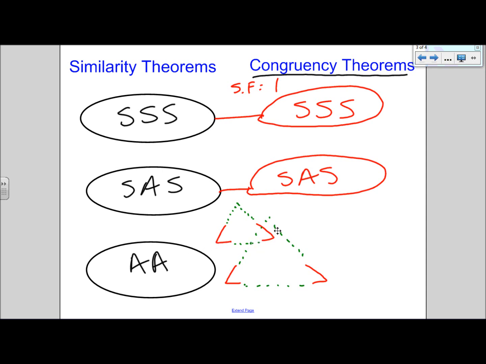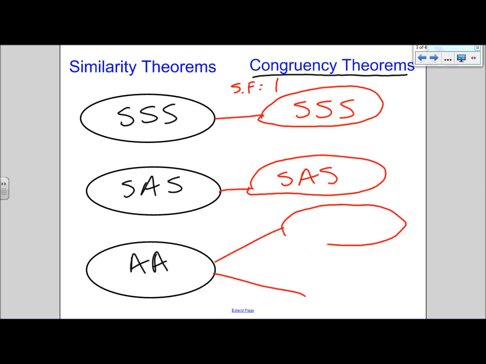Now it does work for similarity, angle, angle still does. These 2 triangles are similar, but they're not necessarily congruent. So what we go to is angle, angle actually splits off into 2 different congruency theorems.